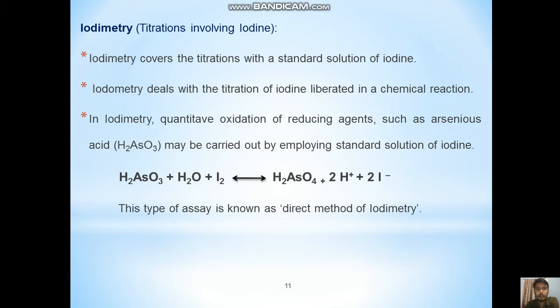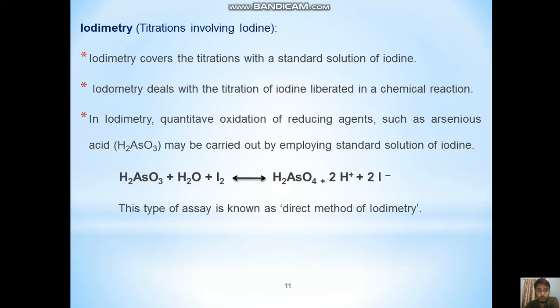Iodimetry is the titration involving iodine. Iodimetry covers the titration with a standard solution of iodine. To carry out this titration we need a standard solution of iodine. Iodometry deals with the titration of iodine liberated in a chemical reaction, where the iodine liberation occurs in the chemical reaction.